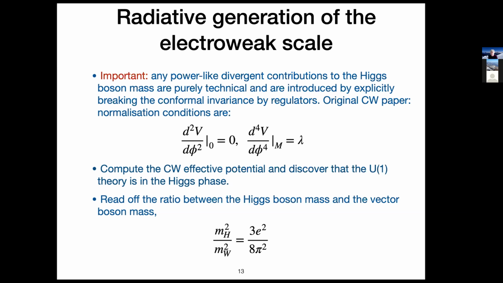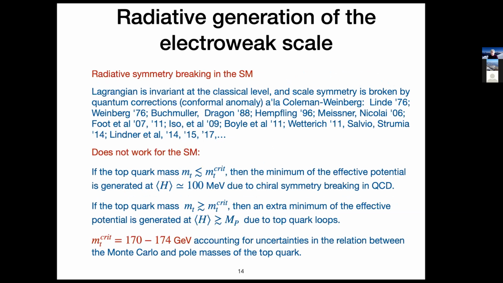In the original Coleman-Weinberg paper, the normalization conditions were that the derivative of the potential at phi equal to 0 is equal to 0, and the fourth derivative, which gives us the physical self-coupling, is equal to lambda. So what do you do then? You compute the Coleman-Weinberg effective potential, discover that the U(1) theory is in the Higgs phase, and then you read off the ratio between the Higgs boson mass and the vector boson mass, and this is the formula from the Coleman-Weinberg paper. So this idea, of course, was very exciting, and it excited many people.